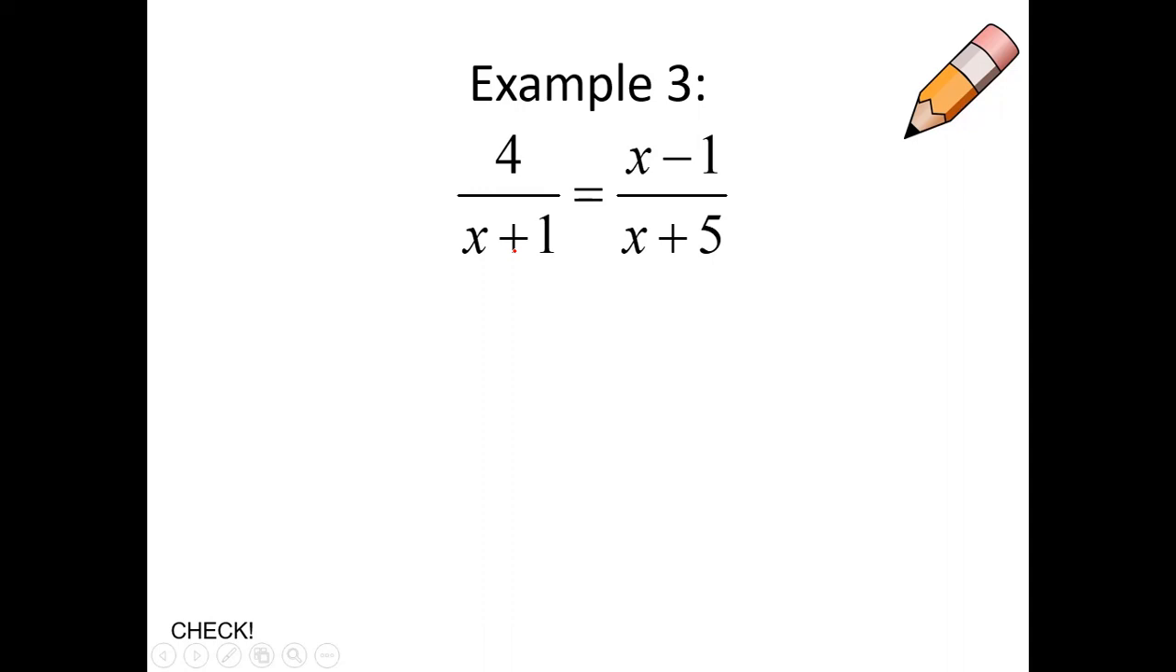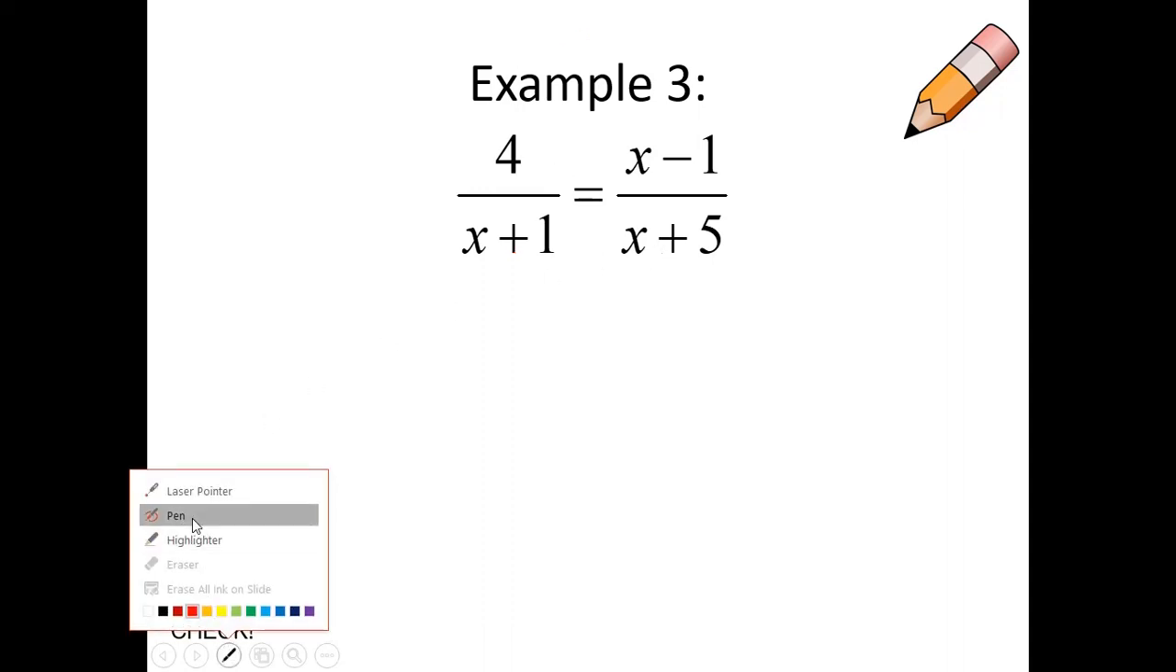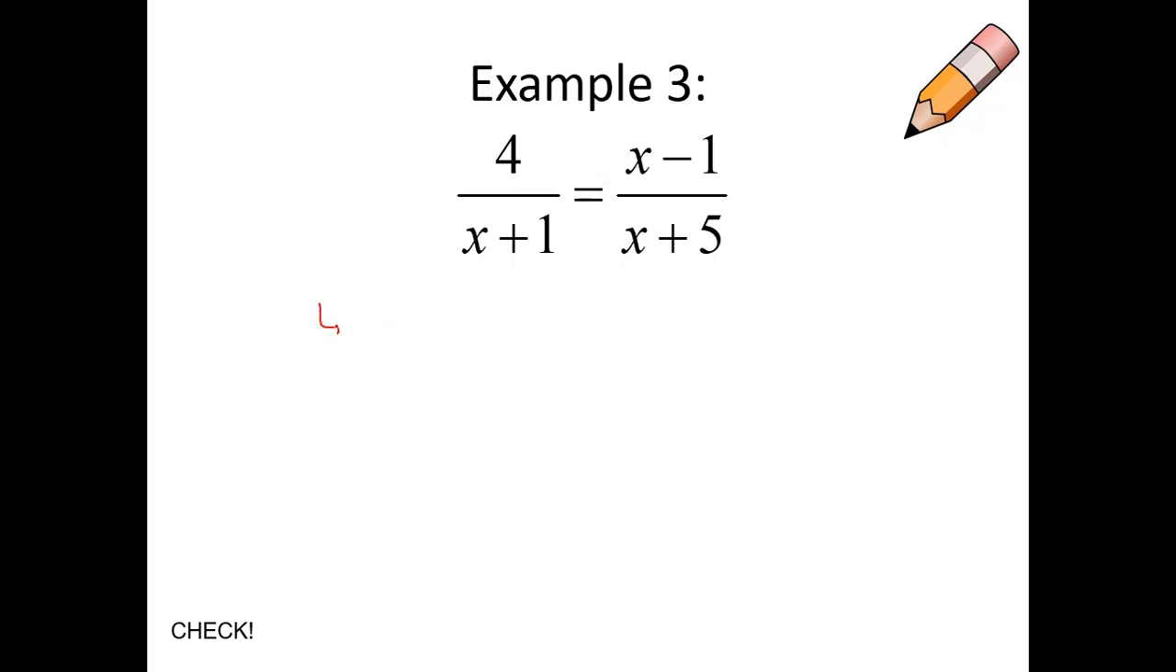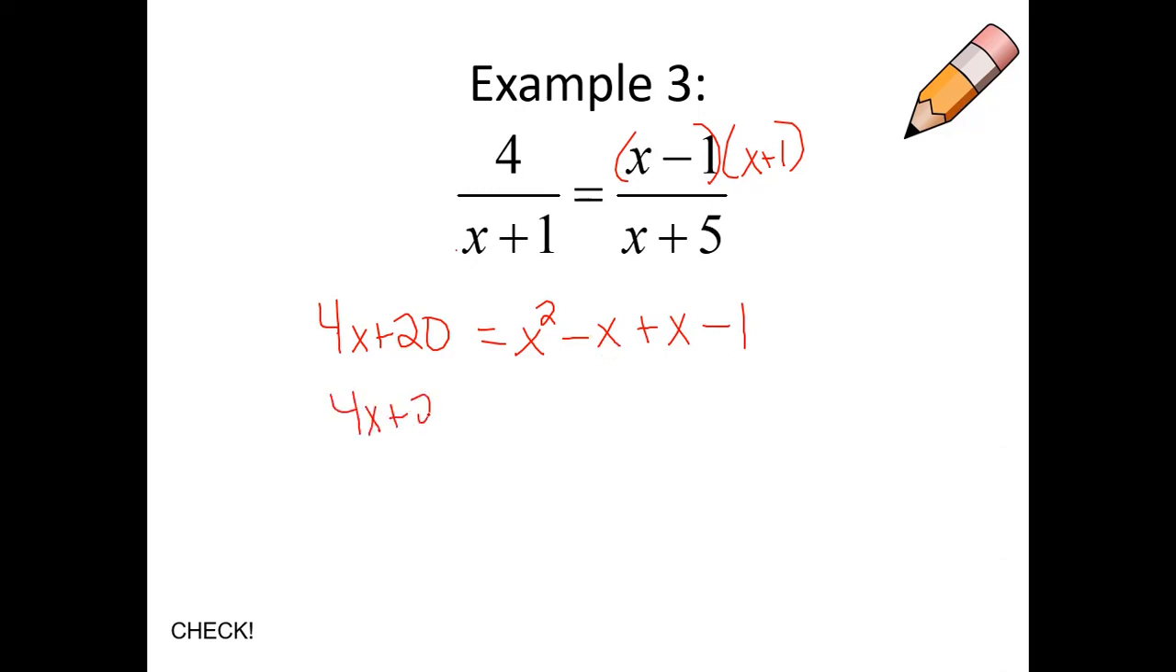Last example of the video. So we're going to cross multiply. Lost my pen there. Cross multiply. So 4x plus 20. Ooh, I'm going to cross multiply. These are binomials, so I am going to put this guy above there so I can do that. x squared minus x plus x minus 1. Ooh, that cancels off. That's nice. 4x plus 20 equals x squared minus 1.